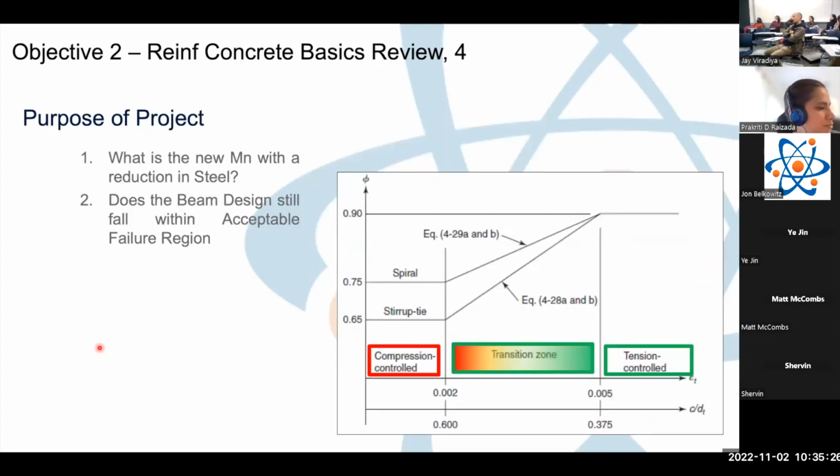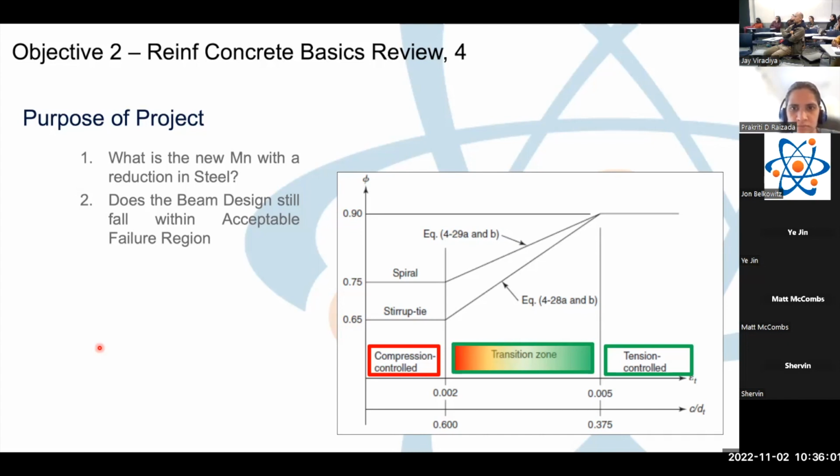The purpose of our project, and I just wanted to reinforce it, no pun intended. Man, this is a tough room. Not even a crack of a smile. What is the allowable load? This is not the factored allowable load. We're just going to look at the allowable load with a reduction in steel. The second thing that we want to ask is, does the beam design still fall within the acceptable failure region?